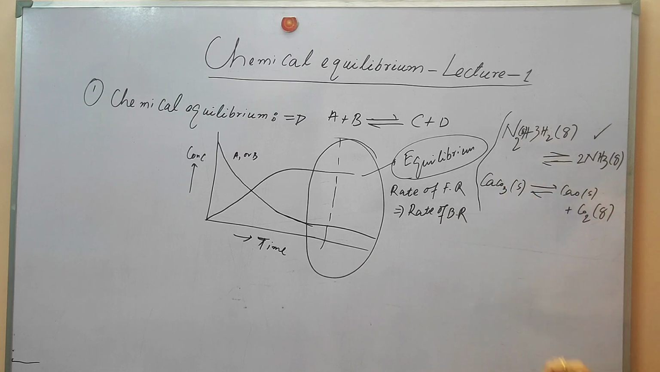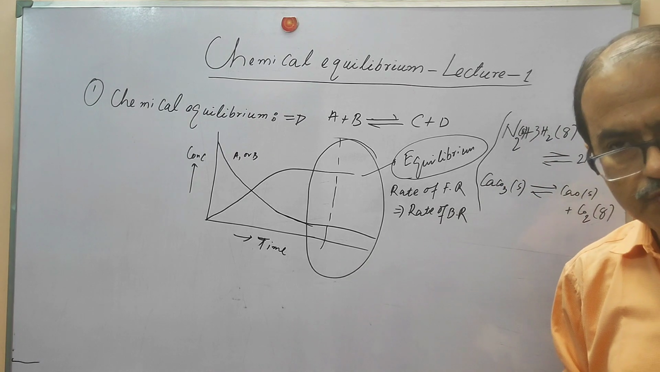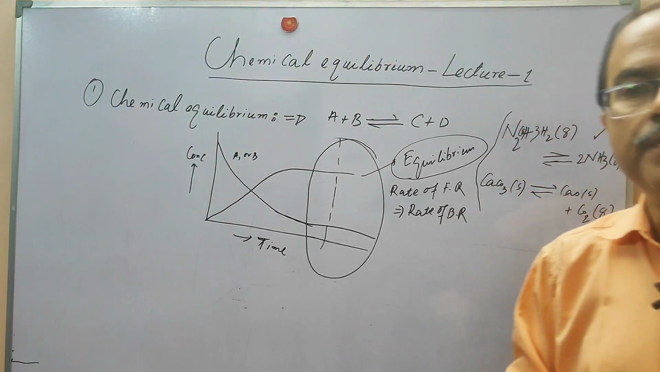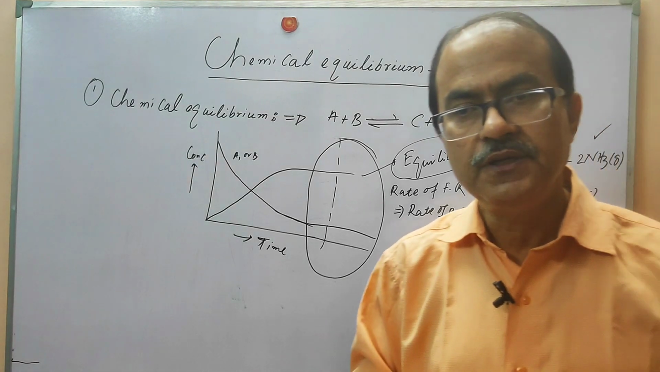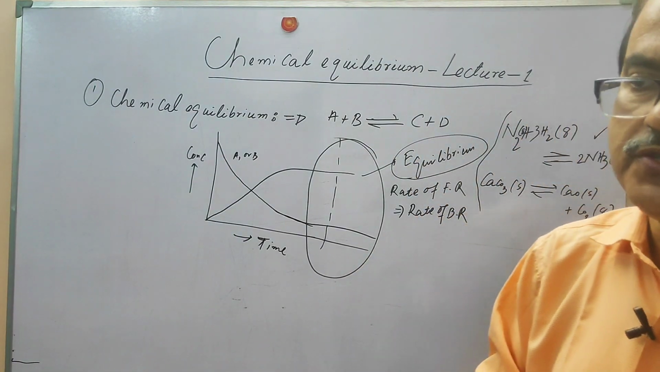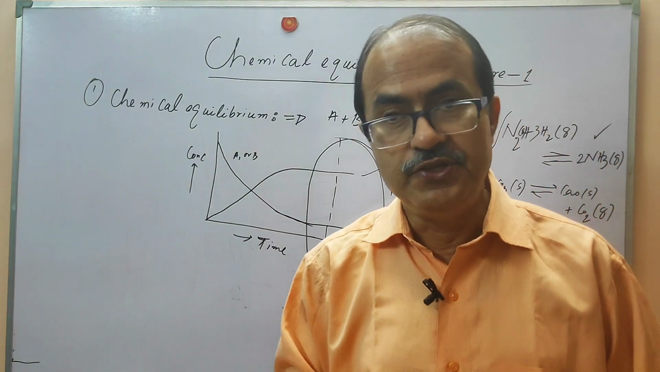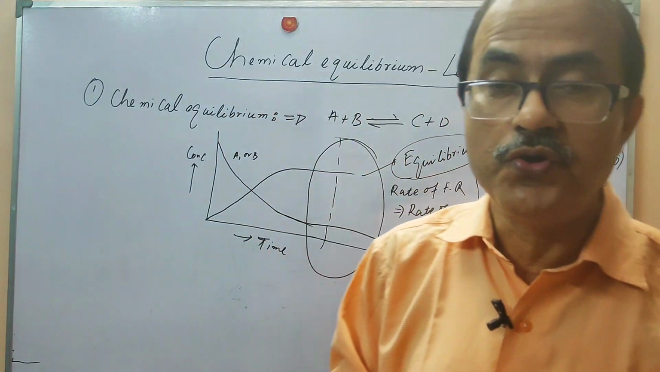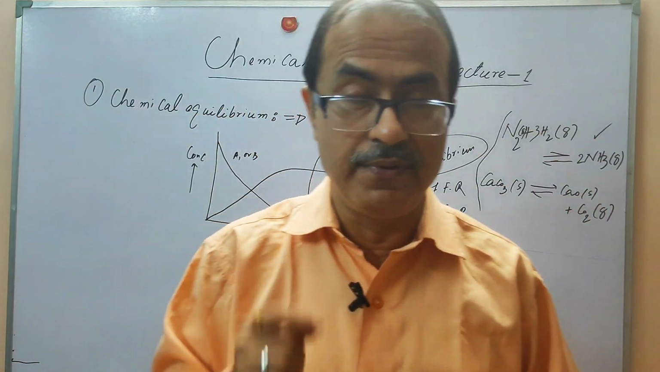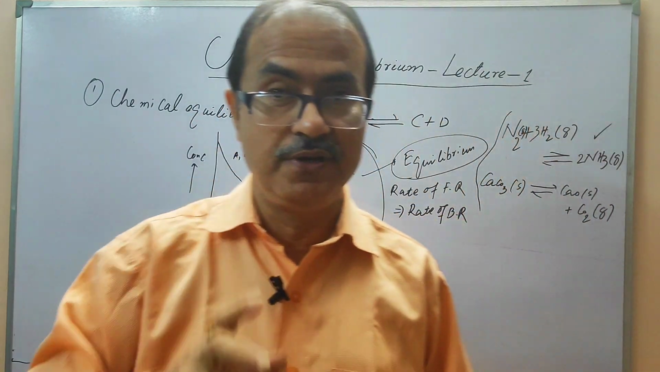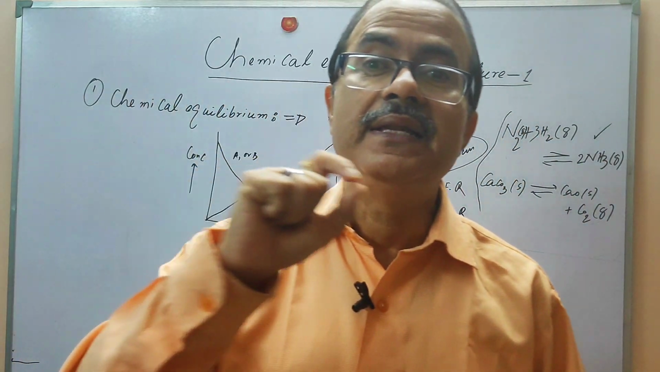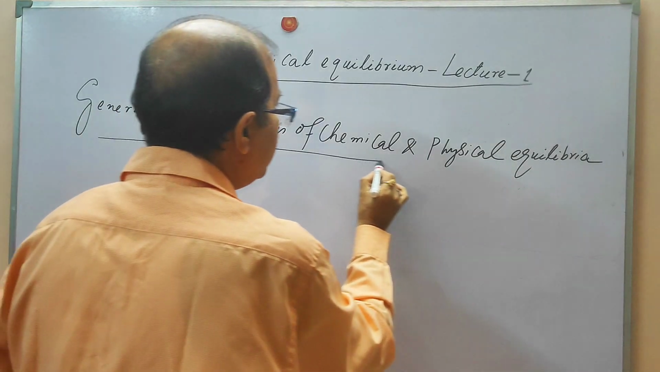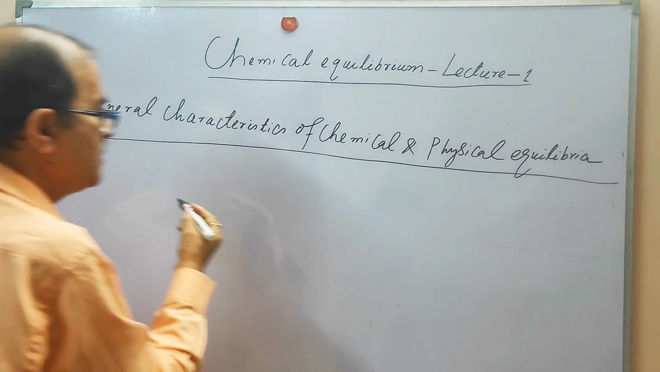So in a lot of reactions we will find reversible processes, and all of them will achieve equilibrium at a particular temperature and pressure. Now we are going to discuss, at the end of this lecture, the general characteristics of chemical and physical equilibrium.